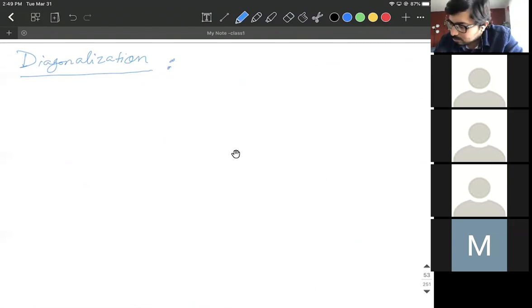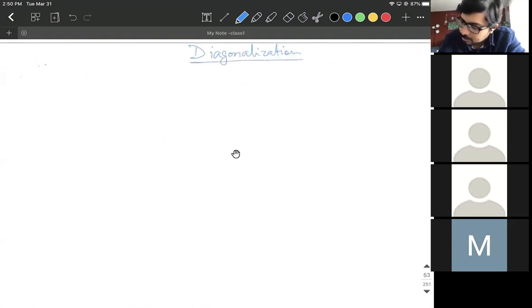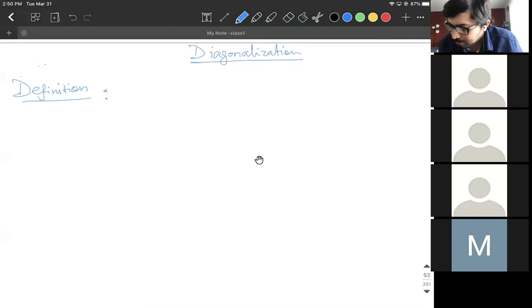Okay, so this is the topic. Maybe I will write it here: diagonalization. A little bit of it will involve some definitions and theoretical parts, so we have to be a little bit patient, and then we will move on to examples.